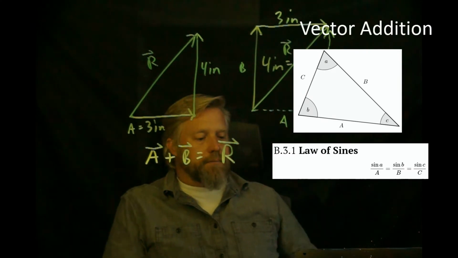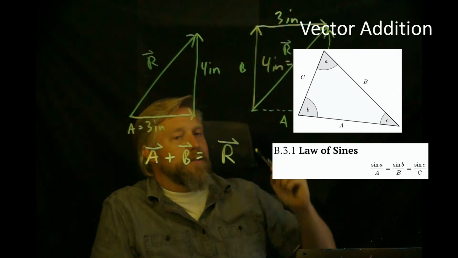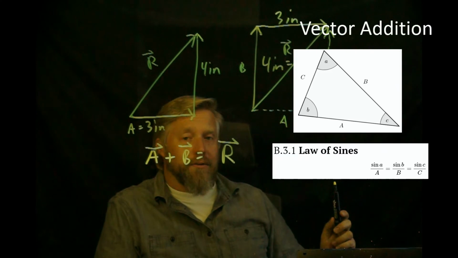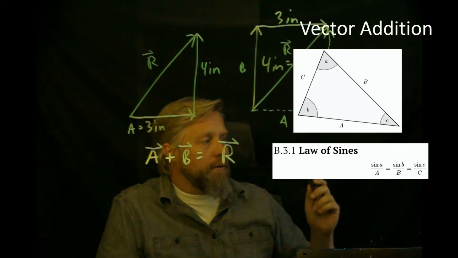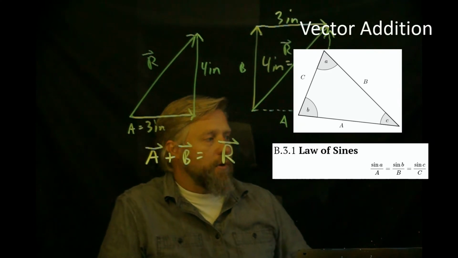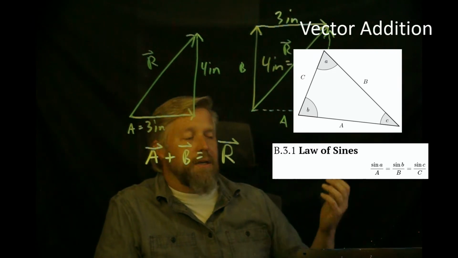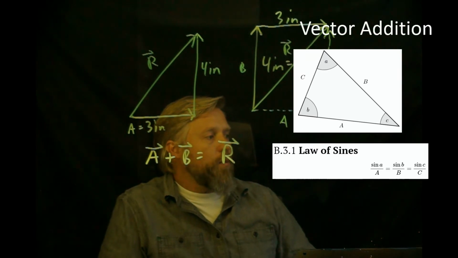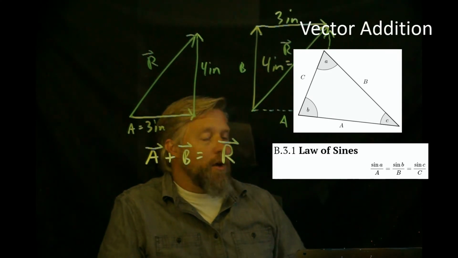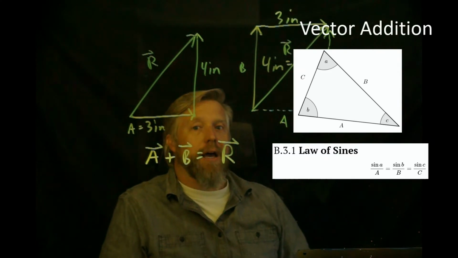Here's just a reminder. The law of sines, if we have capital A, B, and C as the length of the sides, we have lowercase a, b, and c being the angles. Note how lowercase a is directly across from capital A, and lowercase b is across from B, and so forth. The law of sines says sine of a over A equals sine of b over B equals sine of c over C. So if we have one angle and two sides, we can find the other angle. If we have two angles and one side, we can find the other side.